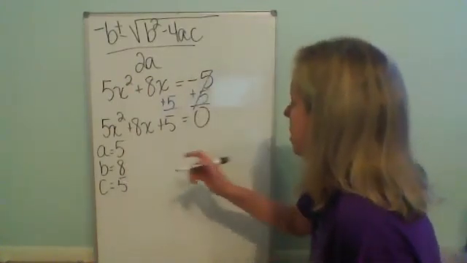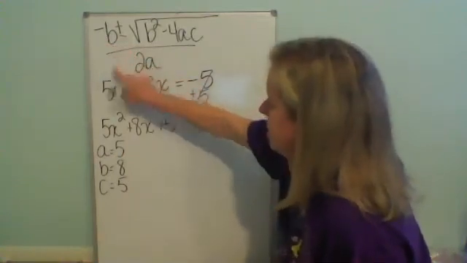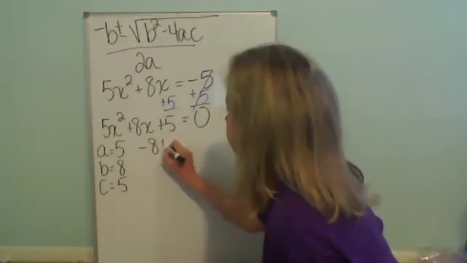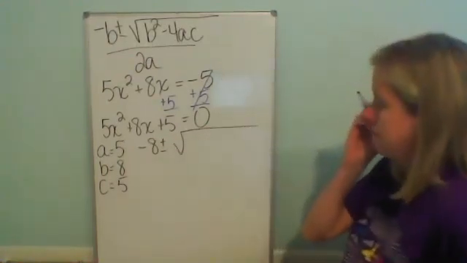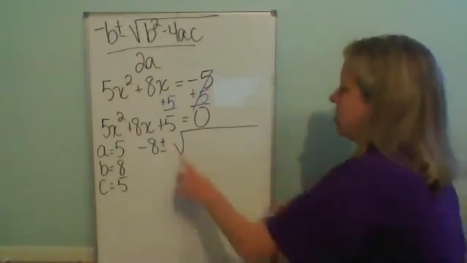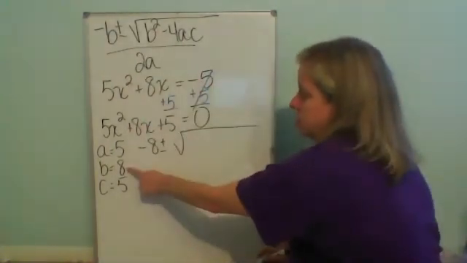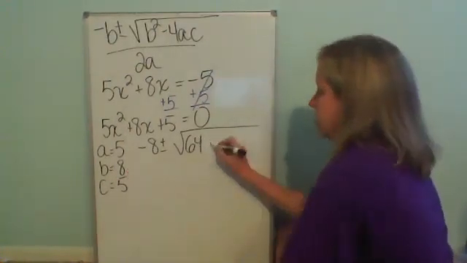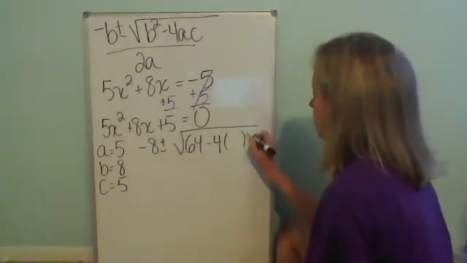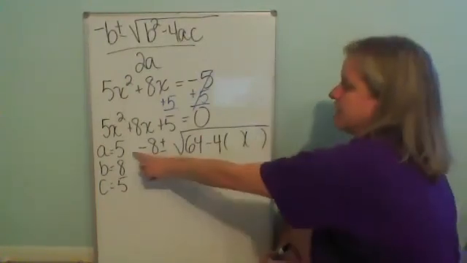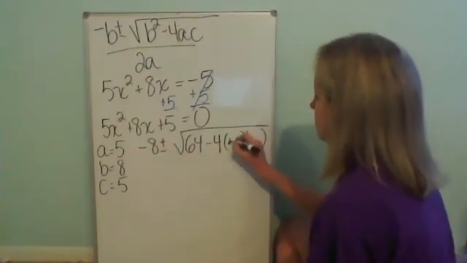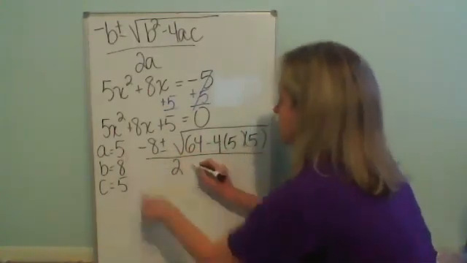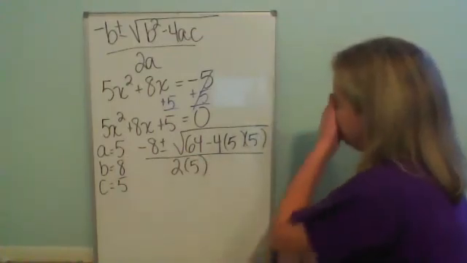So let's see. First thing I need, opposite of B. So the opposite of this B would be -8 plus minus. The square root, let's see, I need my B, but square it. So 8 squared, 8 times itself is 64. Then the -4 from the formula. And then your A and C, which is 5 and 5. All over 2 times A, which is 2 times 5.